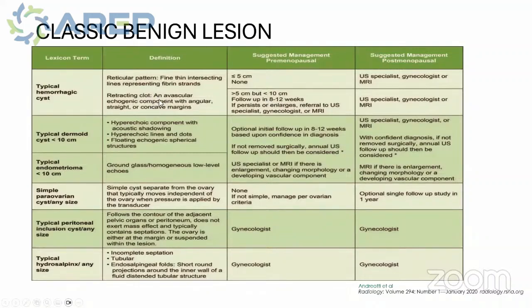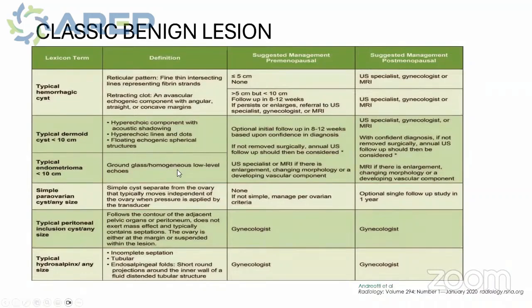A retracting clot is seen as an avascular echogenic component with angular, straight, or concave margins and no vascularity in that component. For a typical dermoid cyst, the descriptors are a hyperechoic component with acoustic shadowing, which represents the fat or calcium in the lesion; hyperechoic lines and dots that represent hair within the lesion; or floating echogenic spherical structures, which are again fat components.